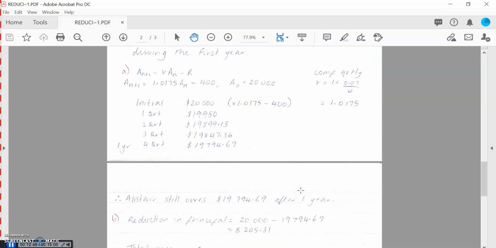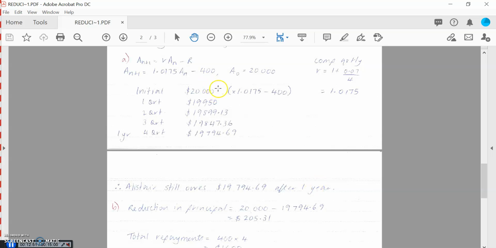Part B is to calculate the amount of interest that he's paid during that first year. So we know he started with a $20,000 loan and he now owes $19,794.69. So the reduction in his principal, if I subtract those two, I can see that his principal has reduced by $205.31. The amount he owes the bank has gone down by $205.